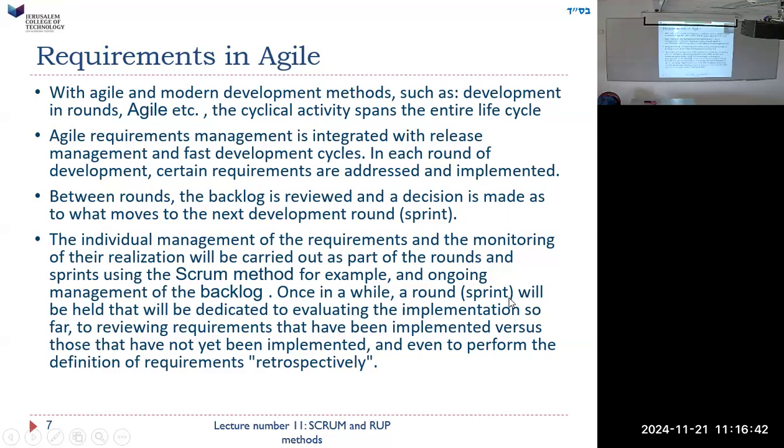Once in a while, a sprint will be held that is dedicated to evaluating the implementations so far, to review requirements that have been implemented versus those that have not, and even to perform the definition of requirements retrospectively. So this is saying that once in a while we'll have a review of how we've been doing. Have we been implementing things? We have to see the forest and not just the trees.